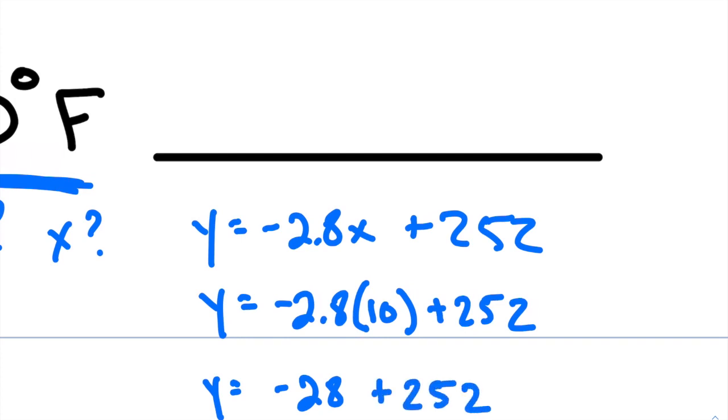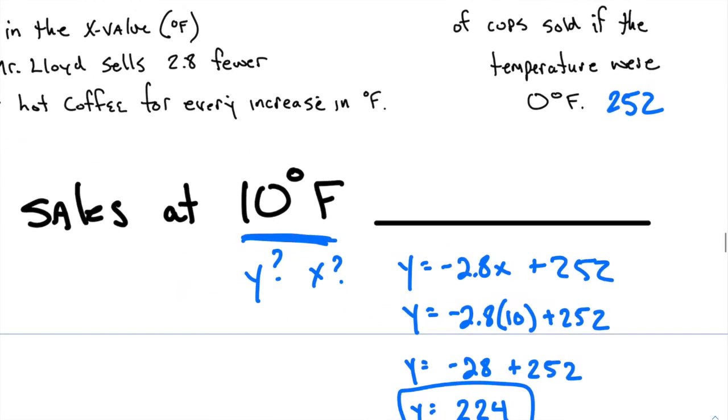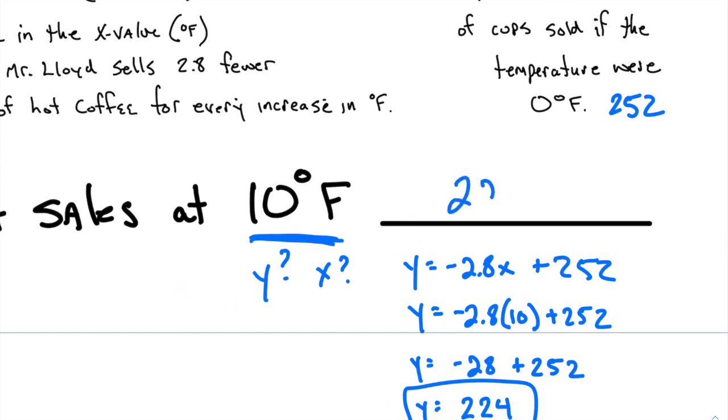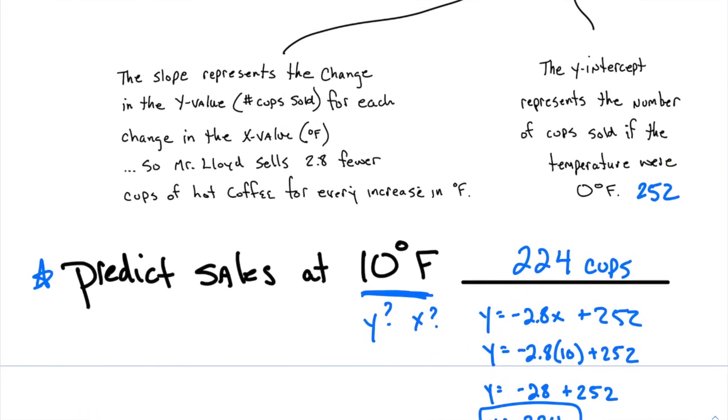Once again, I don't have a calculator, but that's really just subtract 30 and then add a couple back on. So what's that going to be? 222, 223, 224. So I can predict how many cups of coffee I would sell at 10 degrees Fahrenheit. I would sell 224 cups. And that is how you not only create an equation, but predict using your equation of a trend line.